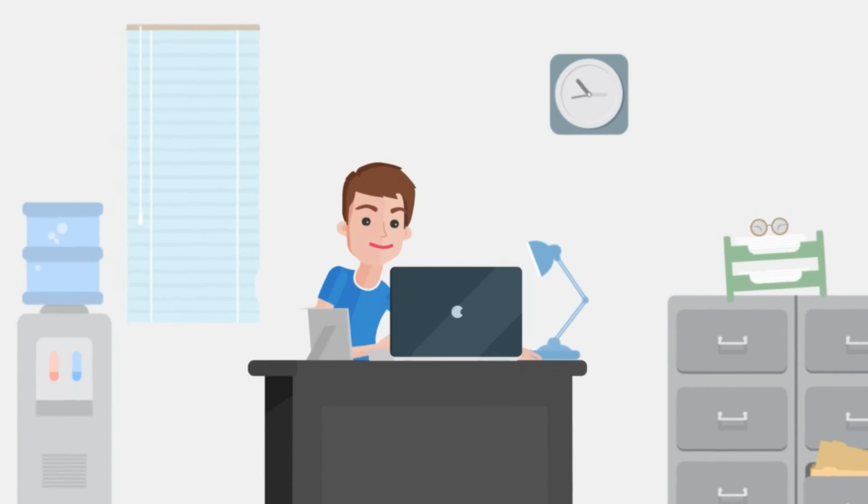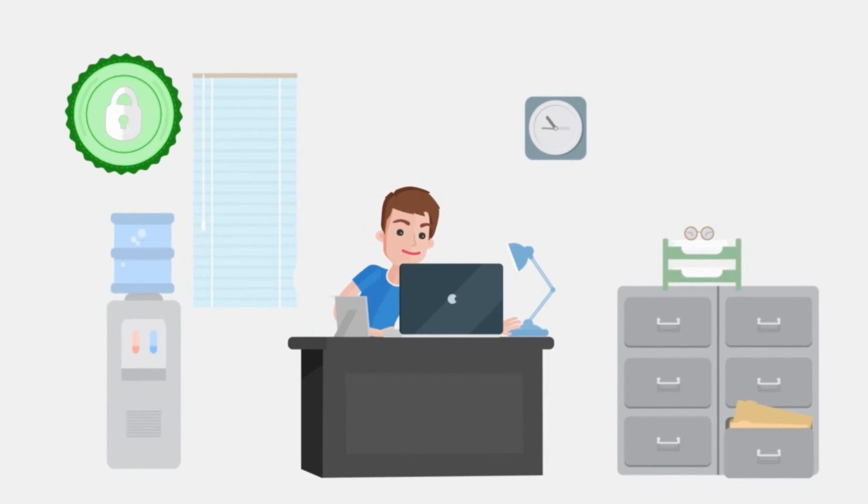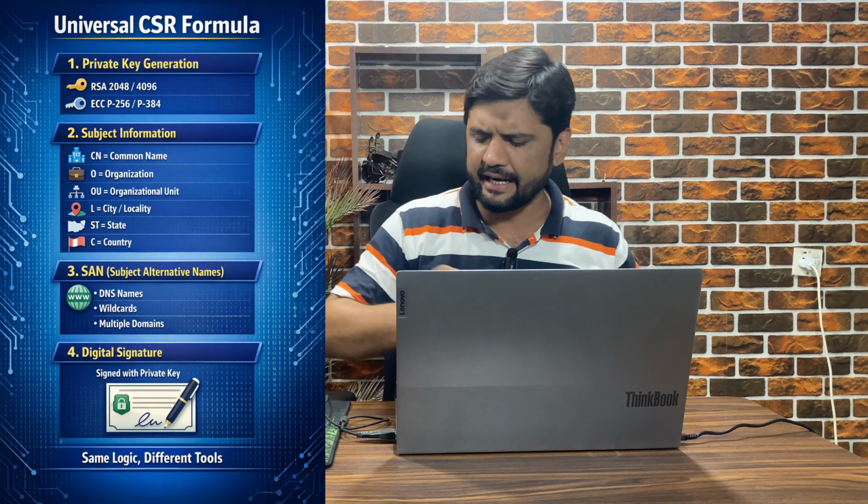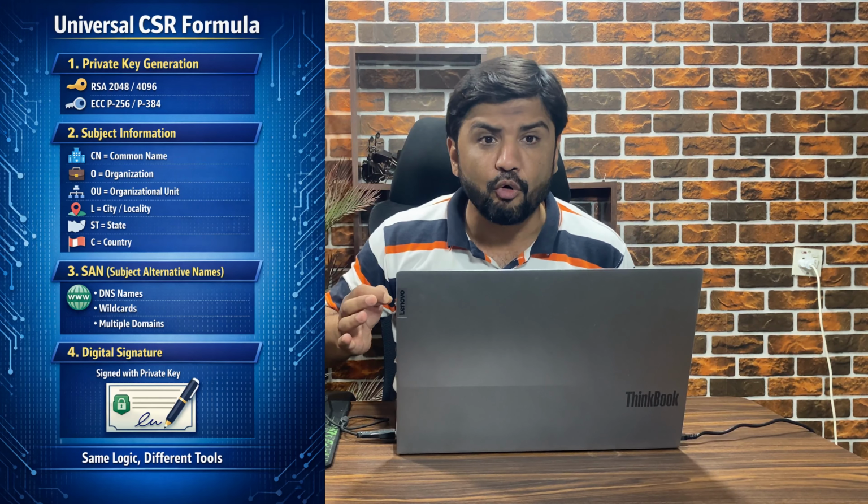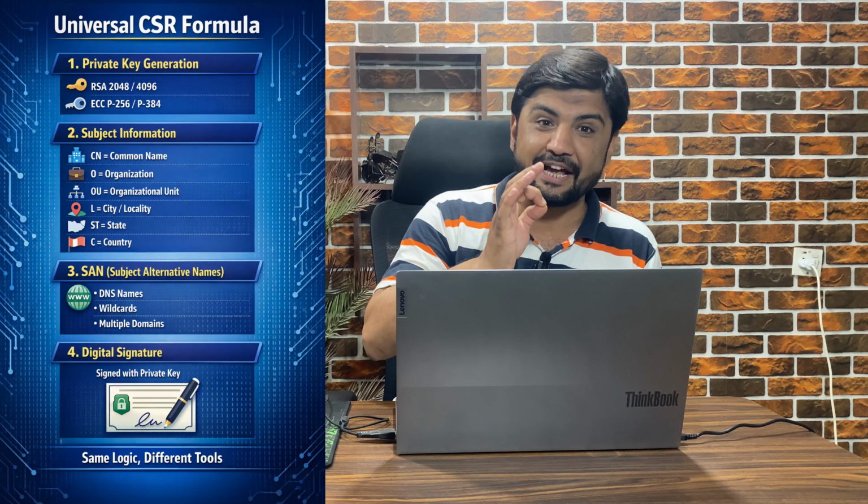When we are going to generate the CSR, you have to keep in mind the two major areas. The first one is common name, which we use for DNS naming convention for our website. And the second most important component is the private key. These are the two important components.